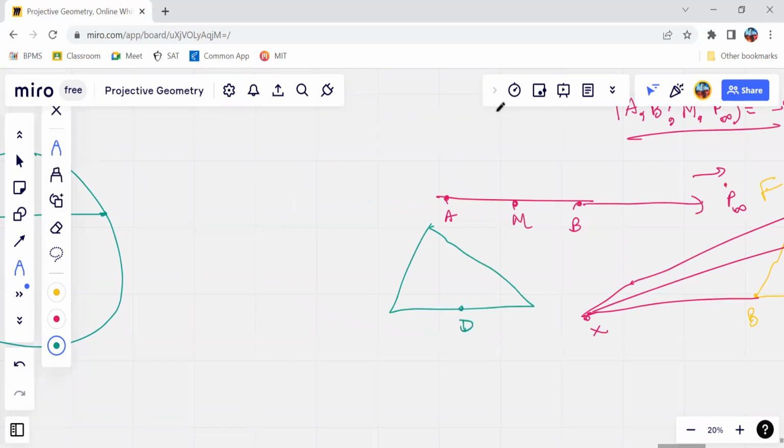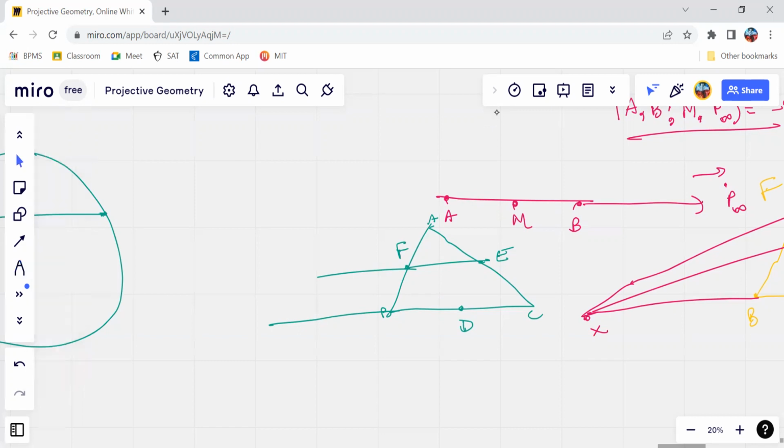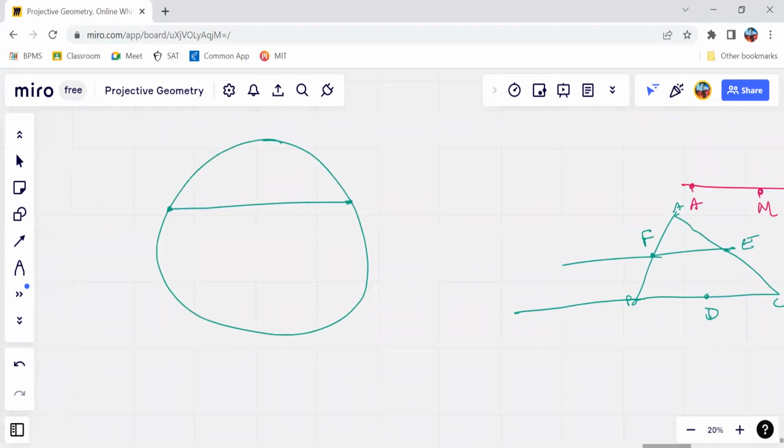If you had medians, say DEF, where these are midpoints of sides of ABC, then we know that EF intersection BC, and then B, C, D and that point are harmonic. But these are parallel, so they meet at the point at infinity. So that's what we get: the midpoint and the point at infinity are harmonic conjugates.